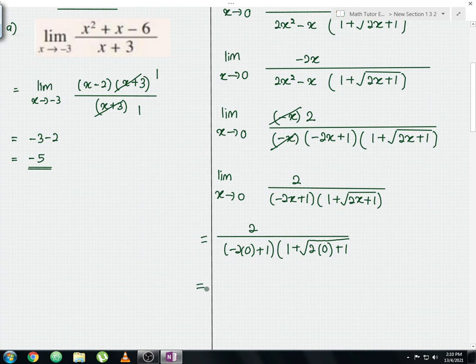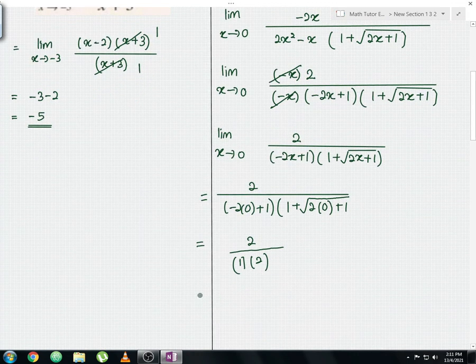So from here, the numerator still remains 2. Okay, and then you divide with, this side you should get your answer is 1. As over here, so 2 times with 0 you should get is 0. So 0 plus with 1 you get 1. So square root 1 you still get 1. So 1 plus 1 you should get is 2. So 1 times 2 you should get is 2. So 2 you divide with 2. So from here you should get the answer is equals to 1.